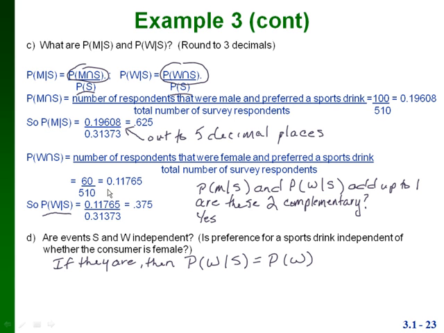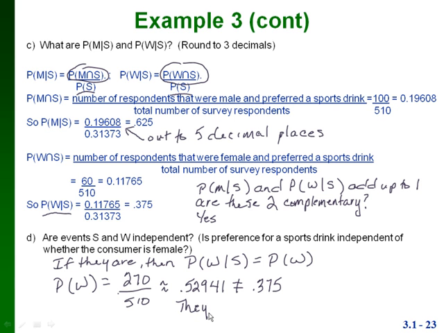The probability of W would be 270, since there were 270 women in the survey, divided by 510, which turns out to be 0.52941. Well, this is not anything even close to our probability of W given S, which was 0.375, so that means they're not independent. So in other words, it does matter whether the consumer is male or female as to their preference for a sports drink or plain bottled water.